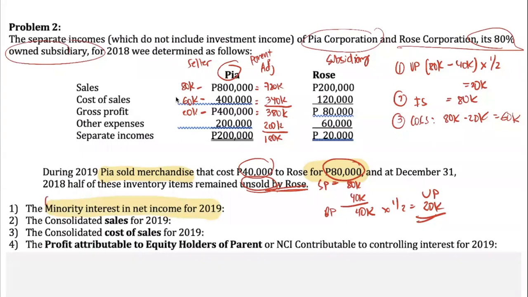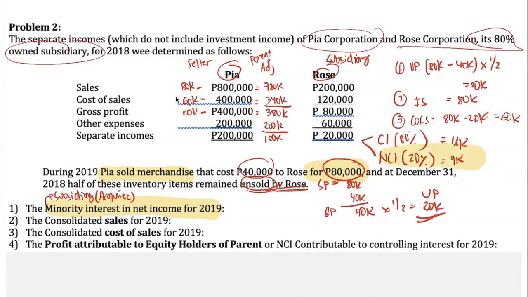Saan natin uli kukunin yung minority interest? Kay subsidiary or kay acquiree. So who is the acquiree here? Rose. Okay. So get the controlling interest, 80%. Get the non-controlling interest, 20%. 80% times 20,000, 16,000. 20% times 20,000, 4,000. So what is the minority interest in net income for 2019? The NCI, yan ang tamang sagot, 4,000.